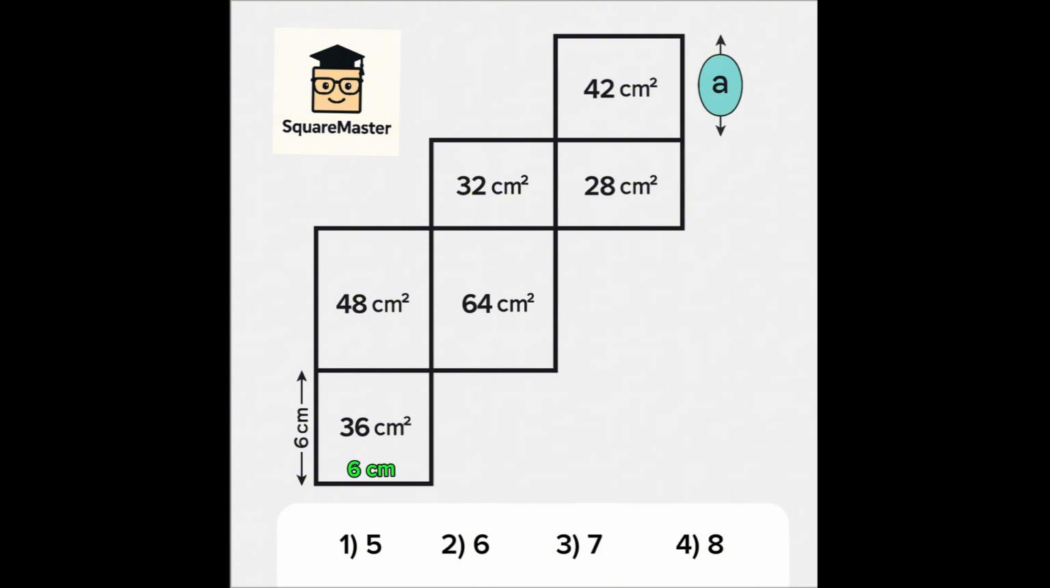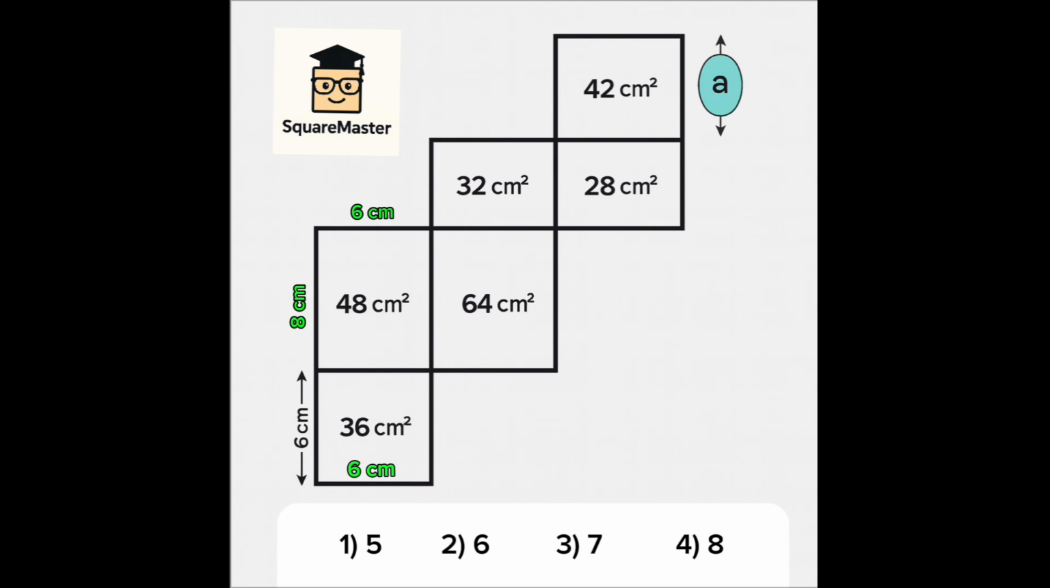sides. Now, look at the rectangle above it with 48 square centimeters. These two rectangles share the same length, so its length is also 6. To find the width, we divide 48 by 6, which gives us 8 centimeters.